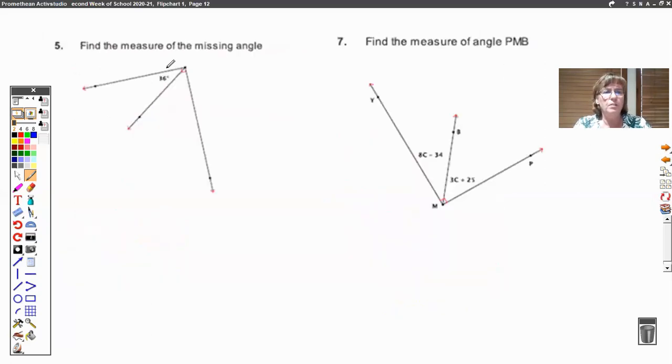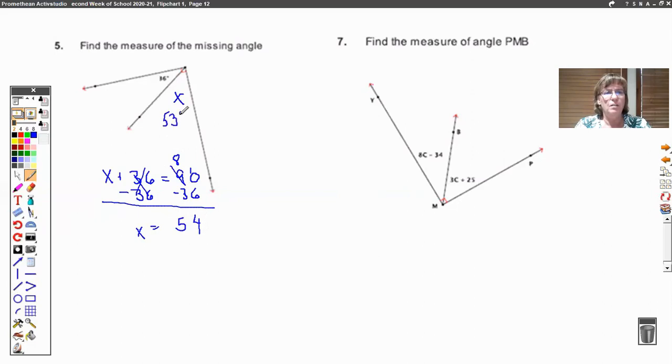The next one, they want us to find the measure. Now these are complementary angles. Complementary angles have a combined measure of 90 degrees. So we get X plus 36 equals 90. I want to get X by itself, so I'm going to add a negative 36 to both sides of the equation. And of course, these are opposites, so the sum is 0. So I get X is equal to, and then 10 minus 6 is 4, 8 minus 3 is 5, so that this measure is 53 degrees.